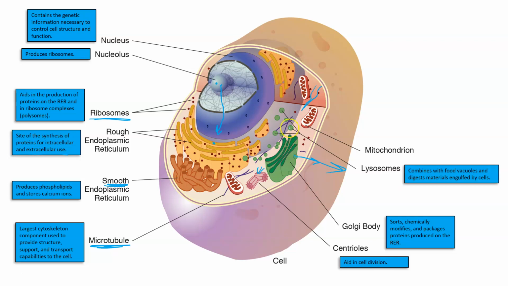Lysosomes are these little things that are basically vesicles that contain digestive enzymes. They're going to be budding off of the Golgi apparatus and are going to be used in-house. They combine with food vacuoles and help to digest materials that are engulfed by the cell. Basically, those are the garbage trucks of the cell. They're designed to recycle and degrade a lot of the food and water and pathogenic material that gets into the cell. Mitochondria are the sites of ATP production.